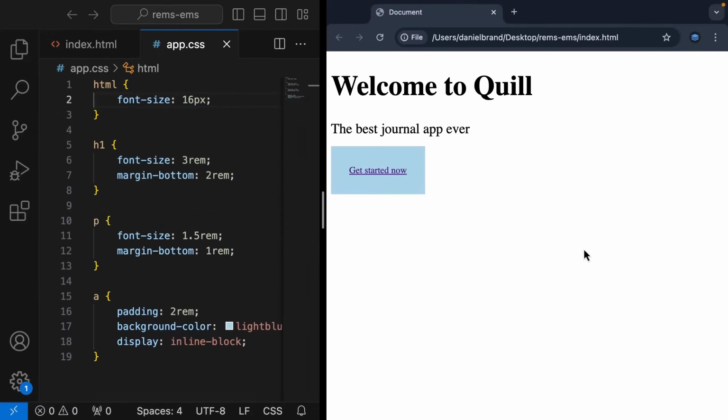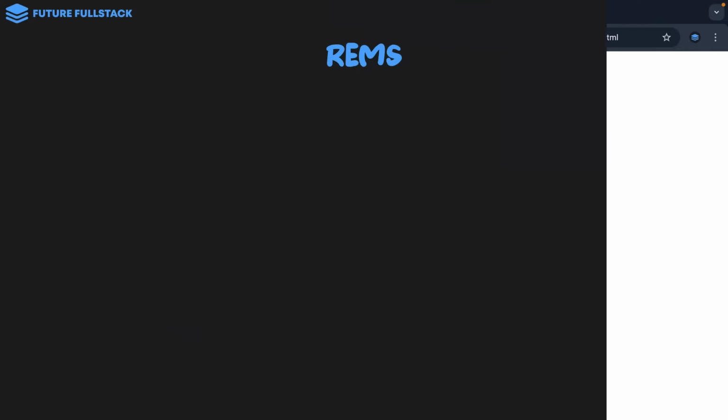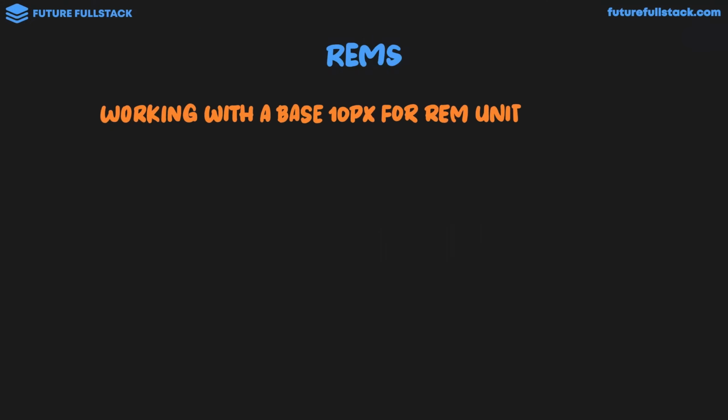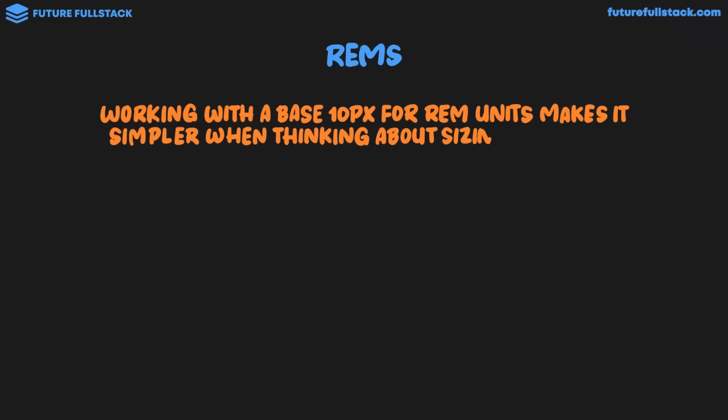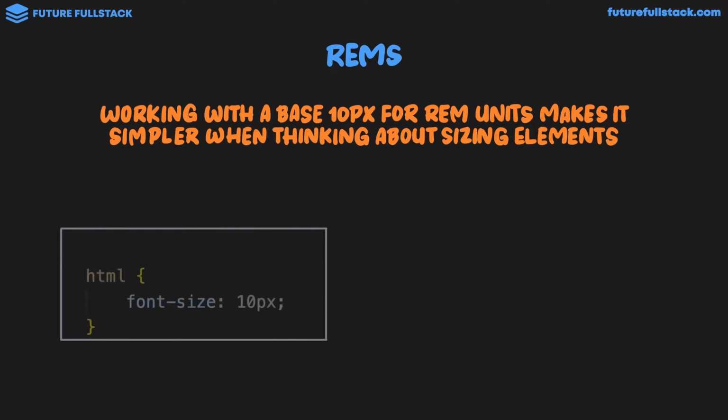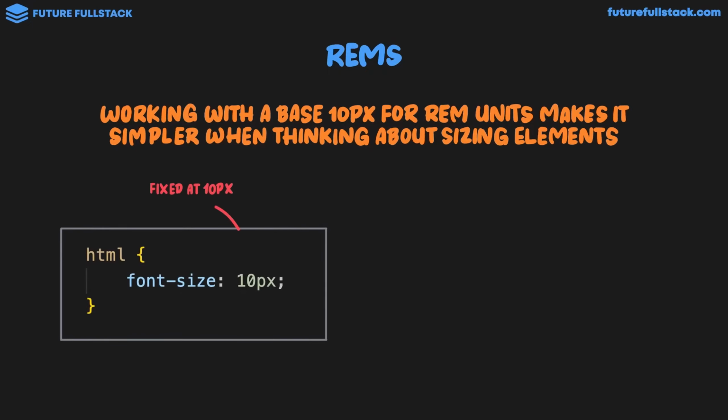Now the default root element font size of 16 pixels is not the nicest value to work with. But let's go and see how we can make our lives a bit easier. Working with a base of 10 pixels for rem units makes it simpler when thinking about sizing elements. My advanced maths is pretty good, but my basic maths sucks. So when I'm thinking of values, having 16 as my base unit to multiply with fries my brain a bit. But 10 pixels is much easier to work with. So what we can do is inside our CSS file, we can select the HTML root element. So it's fixed at 10 pixels, which means 1 rem now equals 10 pixels.